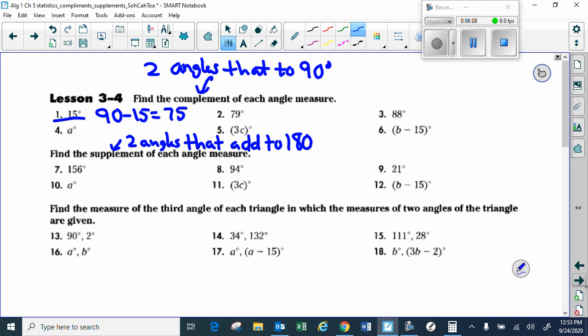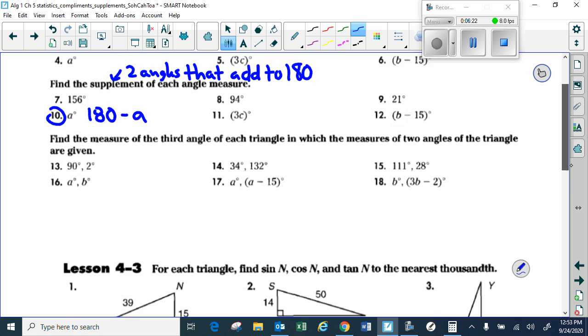So it's again the same idea as the first one, except instead of 90 minus the number, it's 180 minus the number. So for number 10, it'd be just 180 minus the number, in this case, A. That'd be my answer. And you do that for each one.